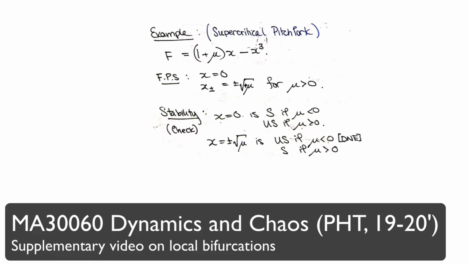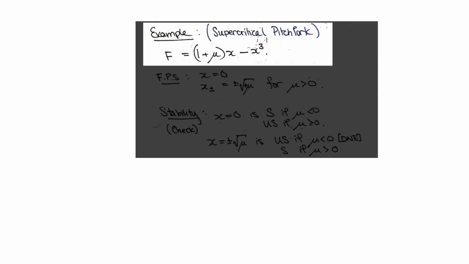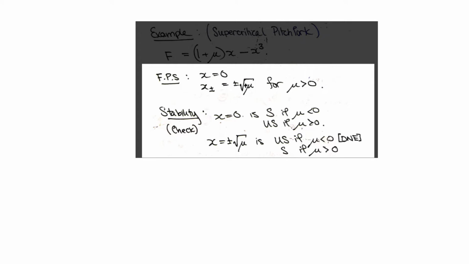I wanted to address a point of confusion regarding the examples that were studied in the local bifurcation chapter of week 4. Here you see, for example, that we were studying the canonical case of a supercritical pitchfork. We found 3 fixed points, one at x equal to 0 that exists for all mu, and one at plus or minus square root of mu that exists for mu greater than 0.